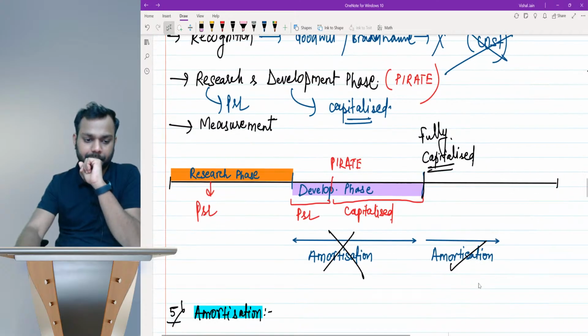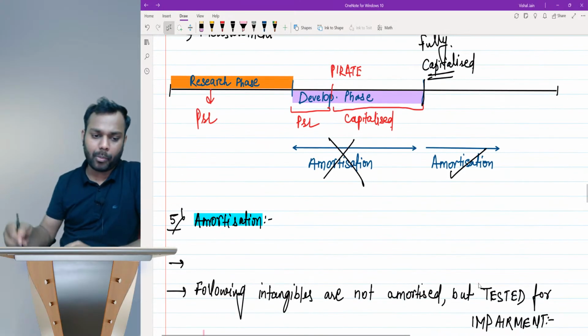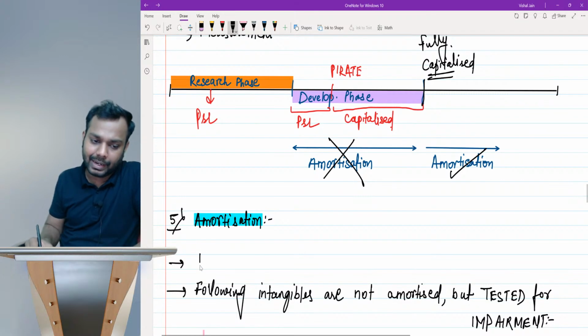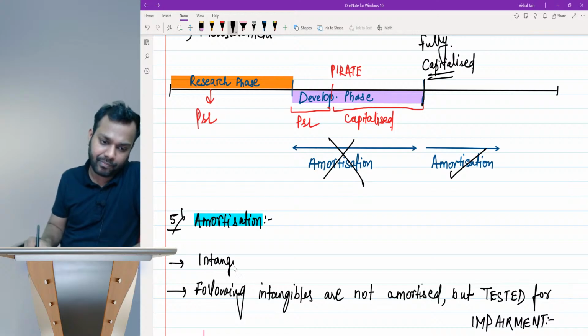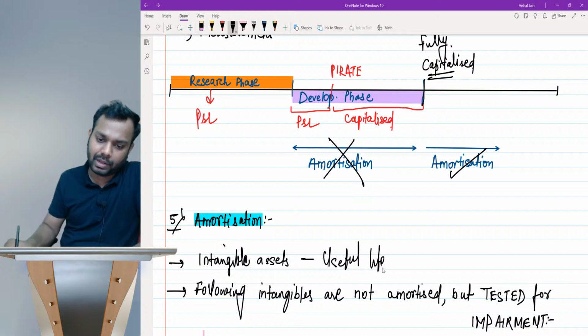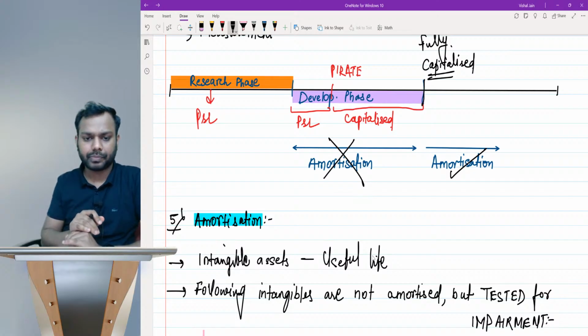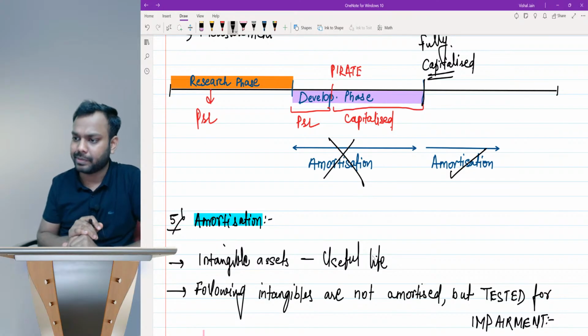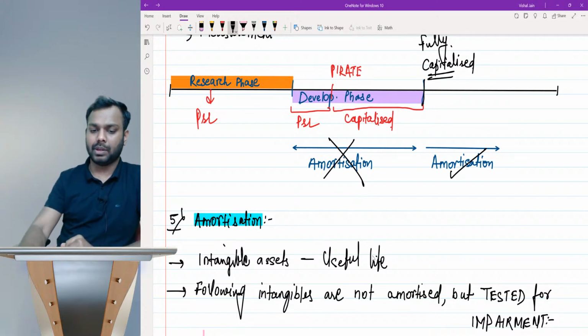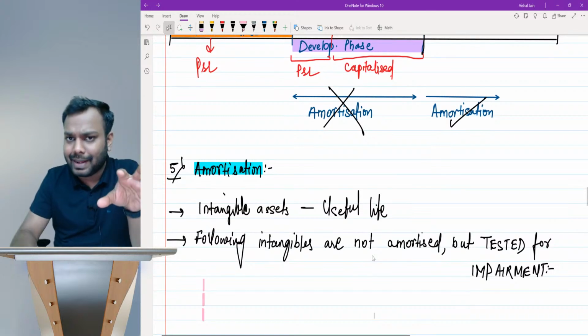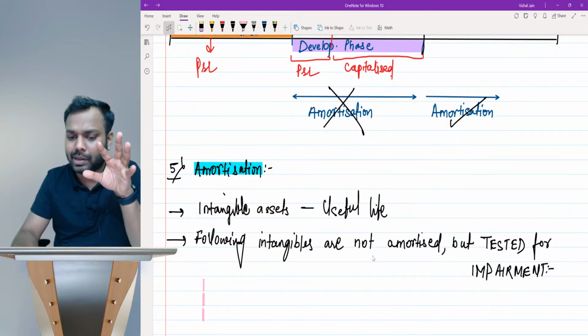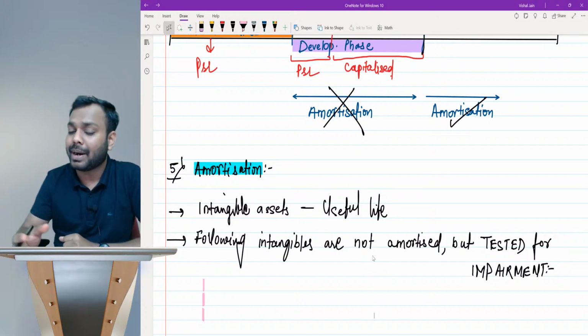Okay, fair enough. Coming on to amortization. As we know, we will amortize the intangible assets over the useful life. Generally, investment is a monetary item. Yes, Rajat, investment is a monetary item. But there are certain intangible assets that are not amortized but are tested for impairment.